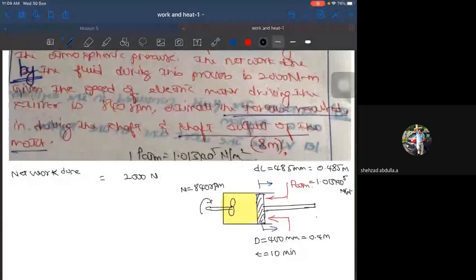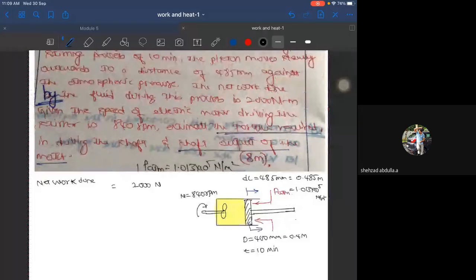So net work done is 2000 Newton meters. Whether this is by the system or on the system. So Newton meters is nothing but joules, guys. Do not get confused. Newton into meter is nothing but joule again. Both mean the same. Whether this is work done by the system or work done on the system, whichever has been given in the problem.